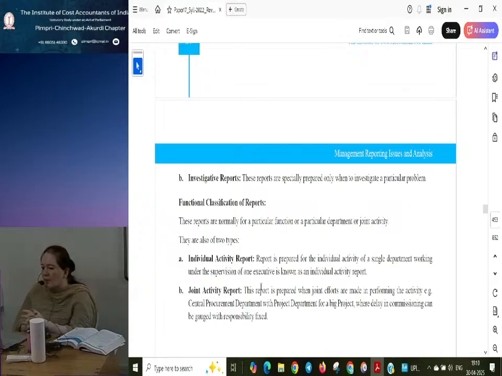Then coming to based on functional classification. So previous one was by nature. Now it is by function. So we have individual activity report, that is for a single department.